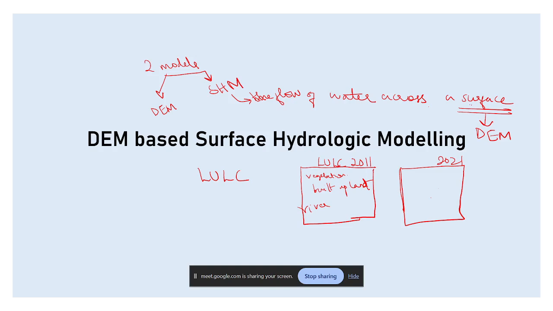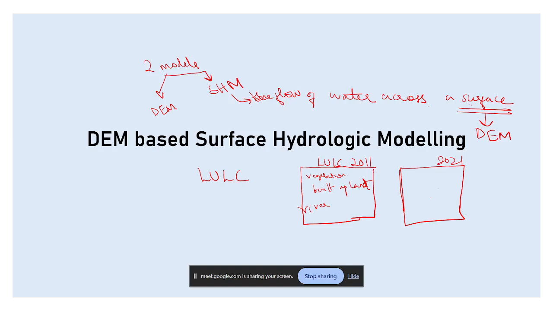So basically, these two models, that is the digital elevation model and the surface hydrologic model, will allow us to predict what would happen if we make some changes on the ground. Because it's not possible for us, as I said, the flow of water is not restricted to a kilometer or two, right? It's going to be over a very huge area. So it's not possible for you to reach every single point in order to understand what impact a particular action can have on that flow of water.